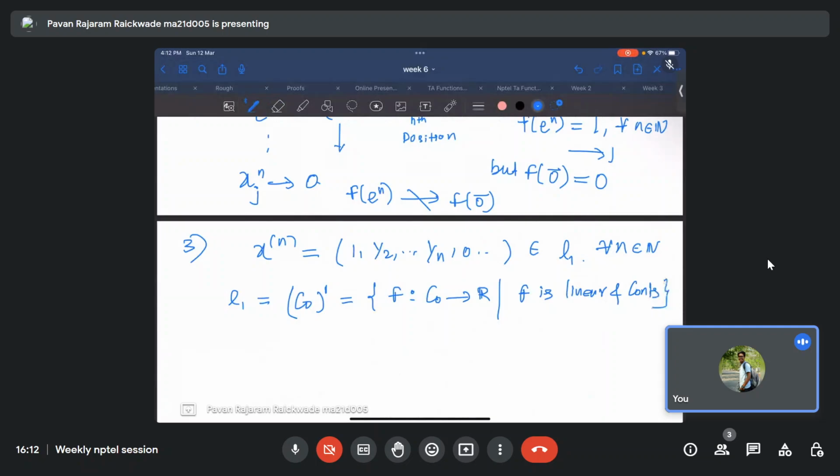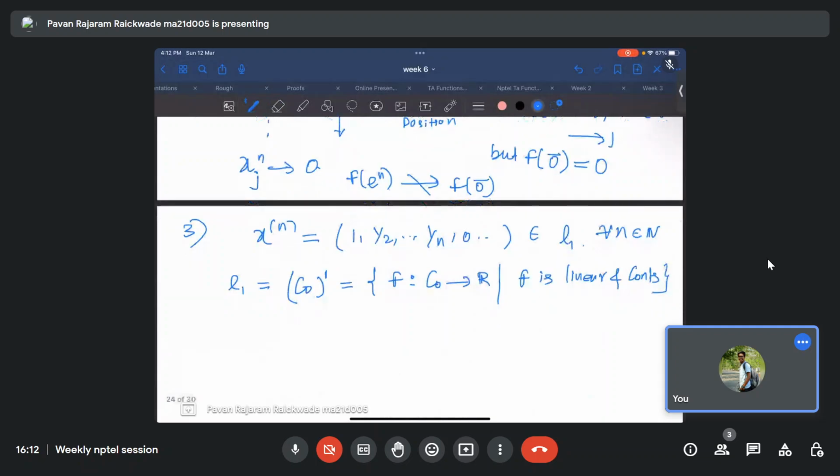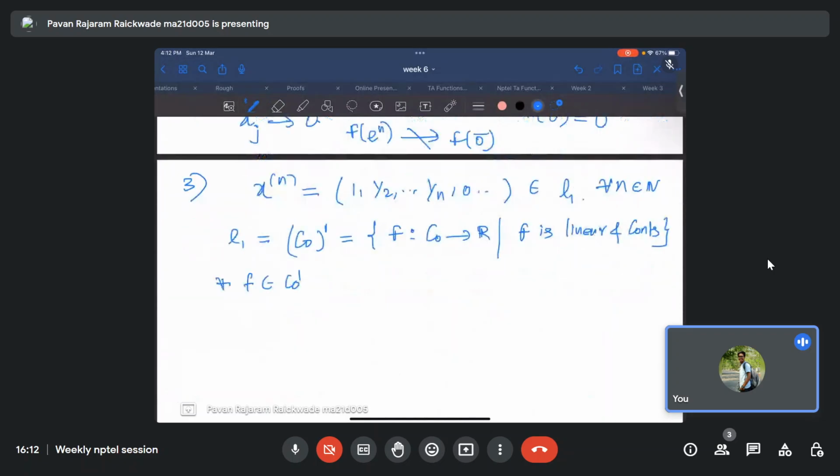But you know C naught dual is L1. That means for every f belongs to C naught dash, there exists some y belongs to L1 such that f of x equals summation xj yj, j going from 1 to infinity. So every linear functional is associated with this y, right?